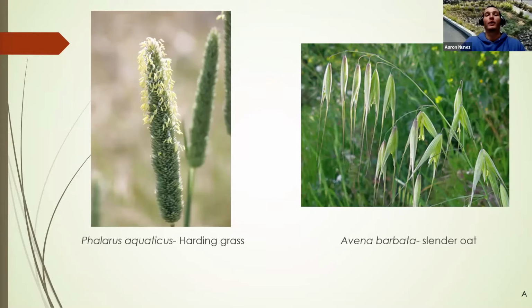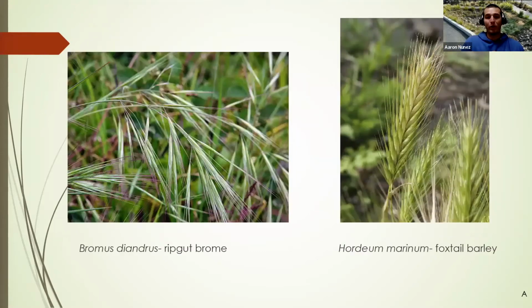And on that as well, as opposed to native perennials, which will stay green throughout the year, as these die off, that creates a fire hazard as well. And again, we've already talked about how we have these LID features in schools, in parking lots, and near houses. So it's another factor to weigh into why we don't want these species in our LID features. So here's pictures of harding grass and slender oat, ripgut brome, and foxtail. Again, we've seen all of these plants every day.